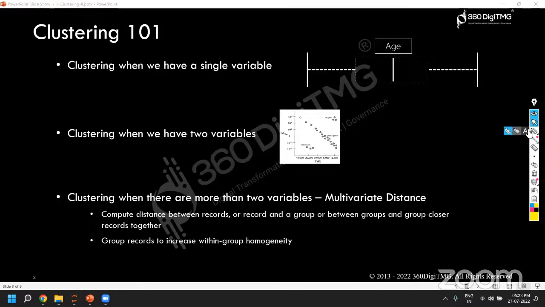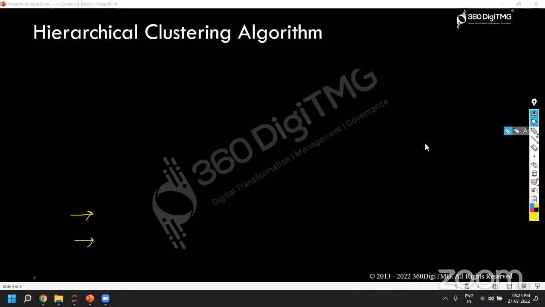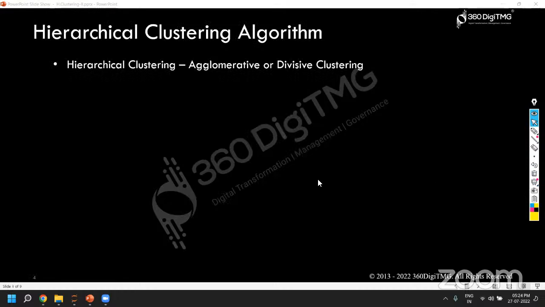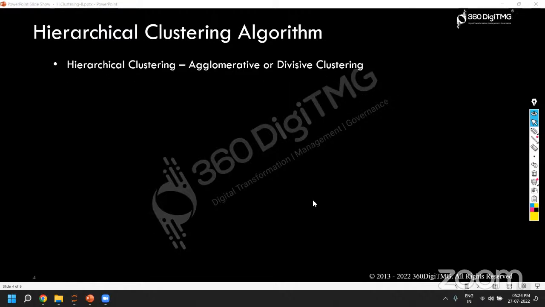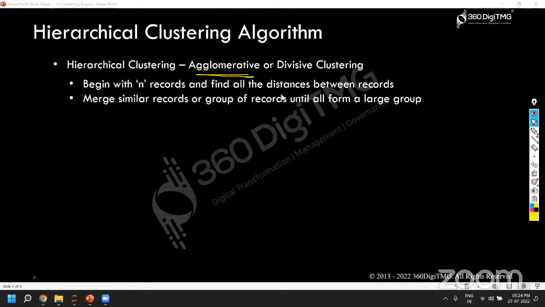This is called the hierarchical approach. The second one is called the non-hierarchical approach. In both cases, we are basically trying to do distance calculations. Now, there are different approaches within hierarchical clustering also. Here we are calling them agglomerative or divisive. We specifically talk about agglomerative clustering. The agglomerative clustering will allow us to start with n records.